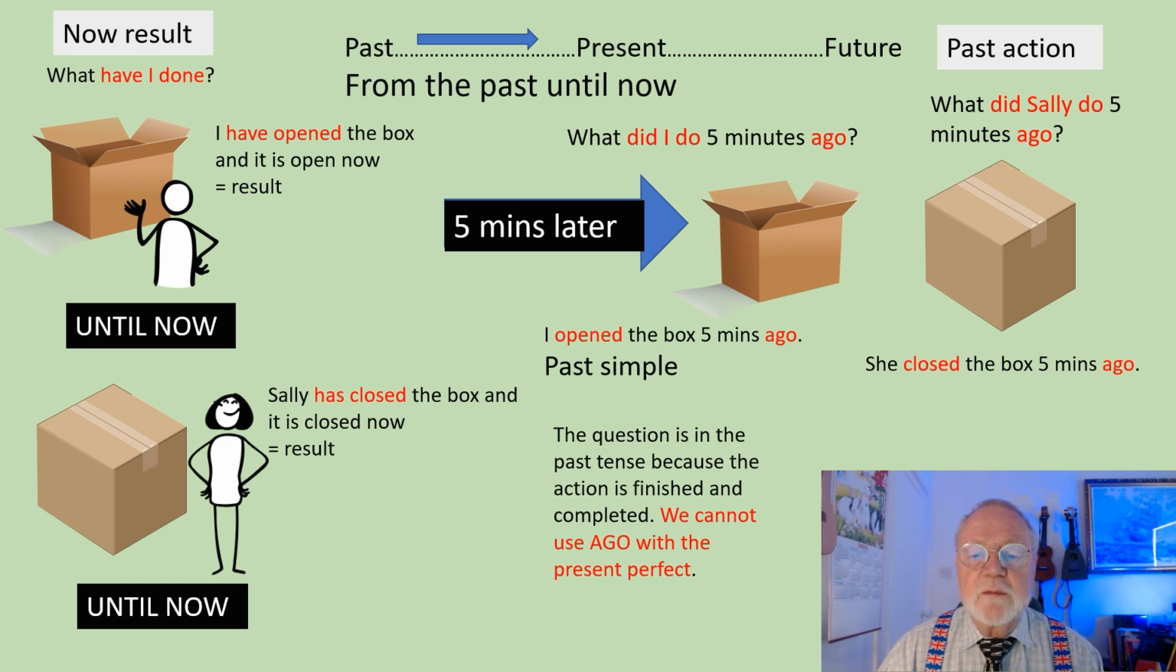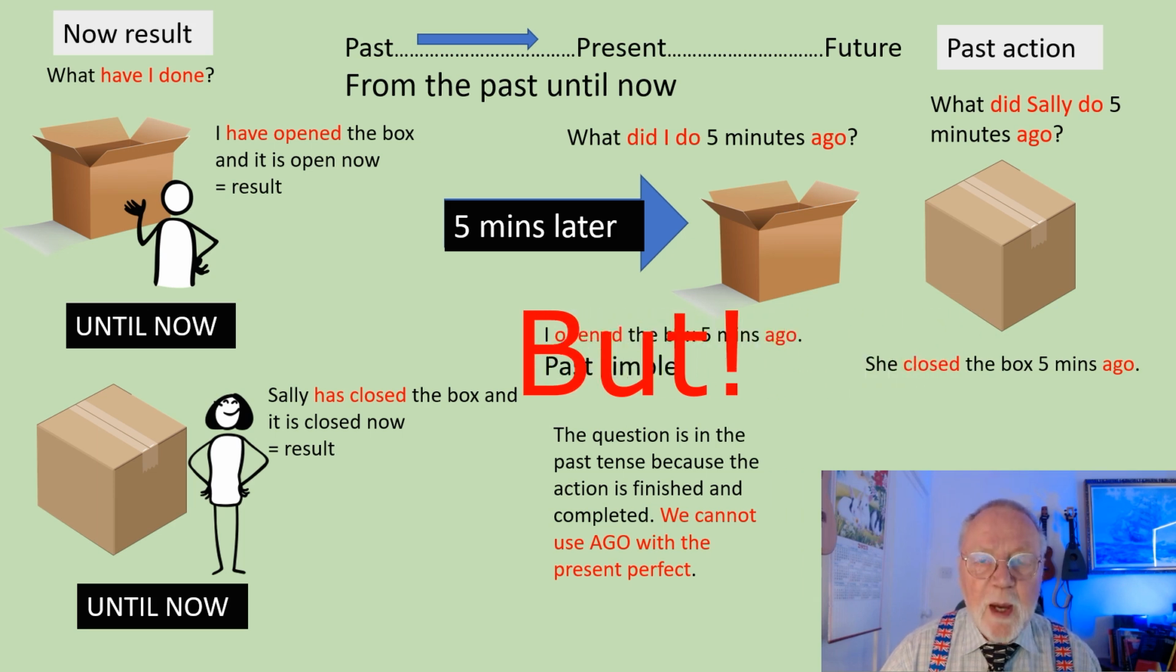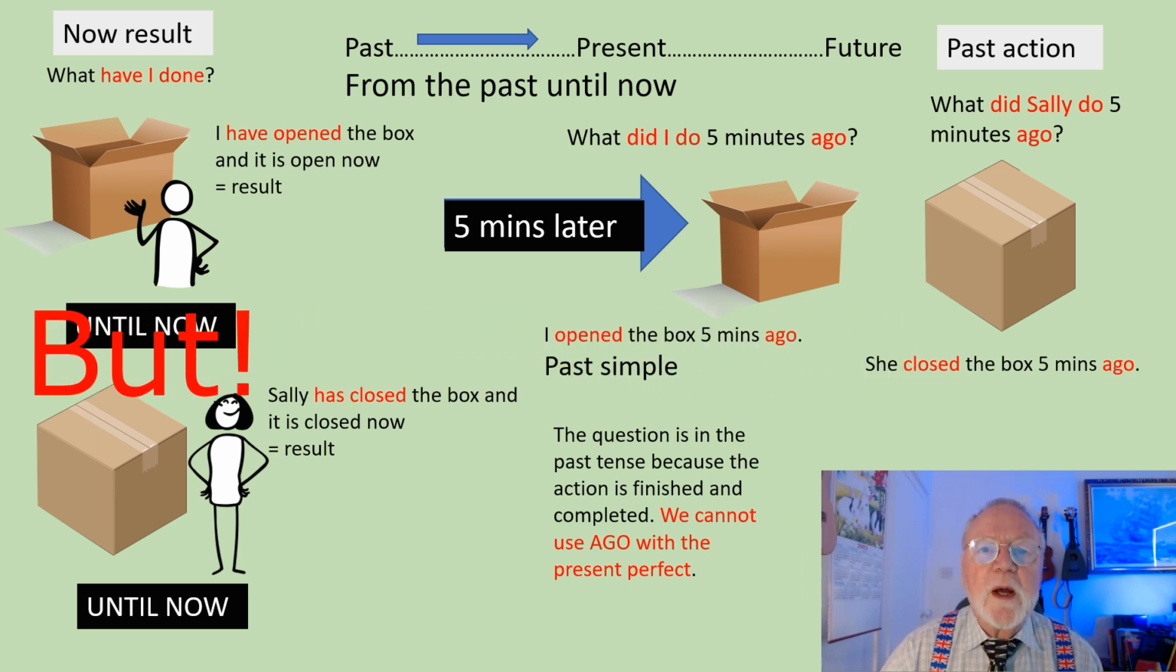And you've got to be careful. The question's in the past because the action is finished and completed, but we cannot use a go with the present perfect tense. Watch out for that one. But, and I always say but, and it's a big but, there's a slightly different way of looking at this tense which does cause some confusion. Let's have a closer look.